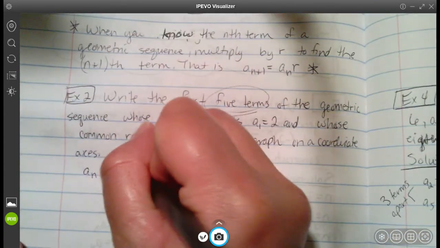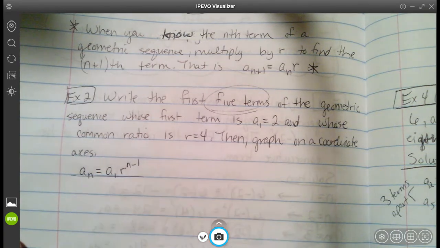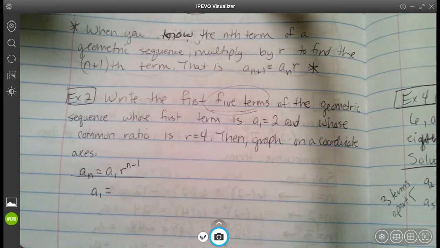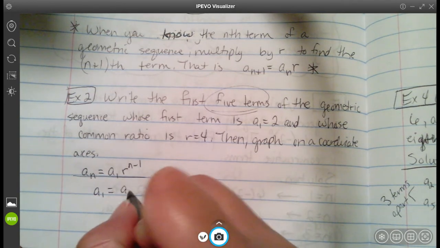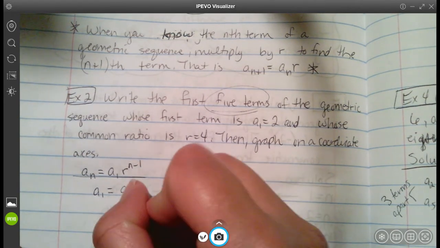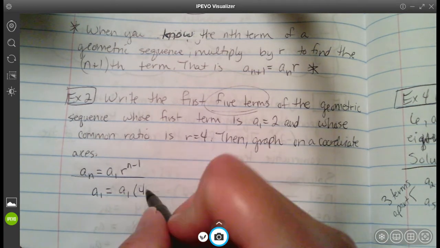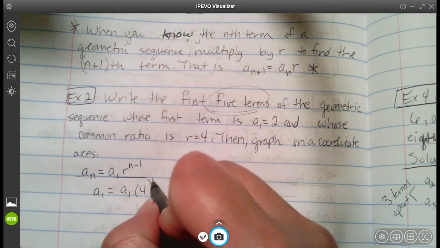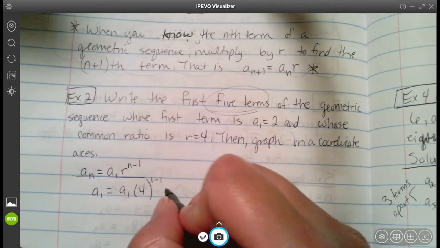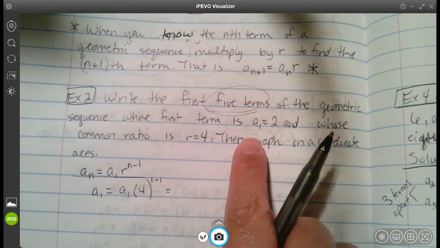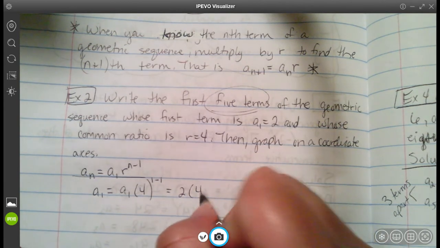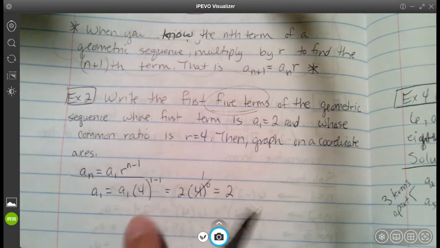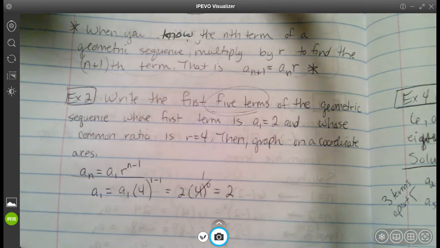Looking at it real quick. We're going to use this, and we're going to find the first 5 terms. So a sub 1, well, we already have it, right? It's just a sub 1 times our ratio, which is 4, to the power of n minus 1. So 1 minus 1 is just going to be 0. And we know that a sub 1 is actually given. It's just 2. So we have 2 times 4 to the power of 0, which is just a 1, which is just 2. So this is just proving that this is indeed equal to 2.